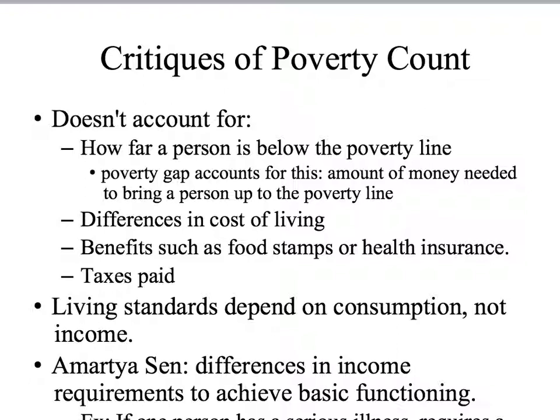It also doesn't account for benefits such as food stamps and health insurance. So people who are receiving food stamps or Medicaid might be above the poverty line with those benefits in place, but would fall below it without. And it also doesn't account for taxes paid. So if you pay taxes, that's not really part of your usable income, but that's not subtracted from the income level you use to determine whether you're in poverty.